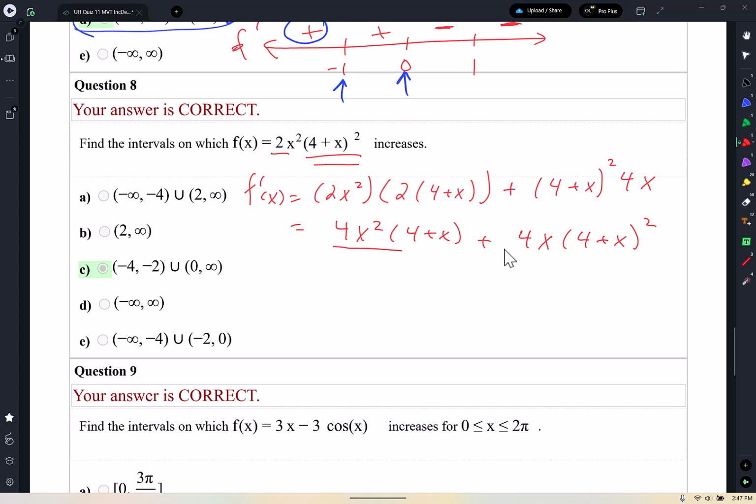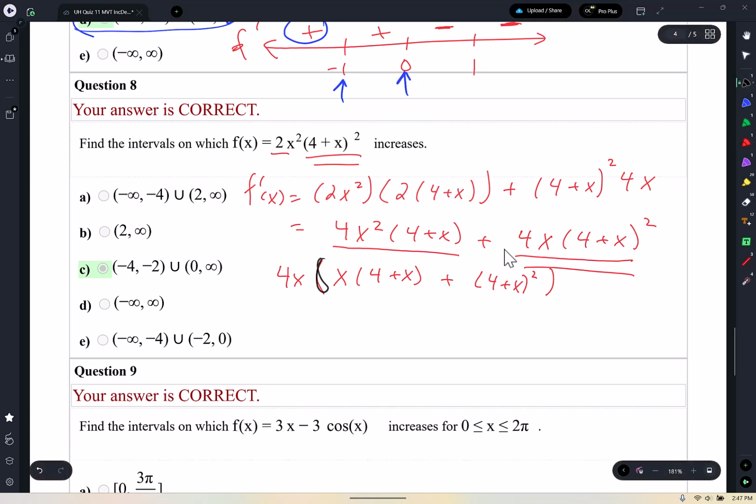All right, look. Do you see this is a product and that's a product? Notice that I'm underlining the products. I see a 4x squared and I see a 4x. Can I factor out a 4x? So here's a giant 4x factored out. And what do I have left? I'm going to have an x (4 plus x) plus (4 plus x) squared. So here is a parenthesis and that is a parenthesis. I was going to do 2 things at one time, but I didn't want to freak you guys out.